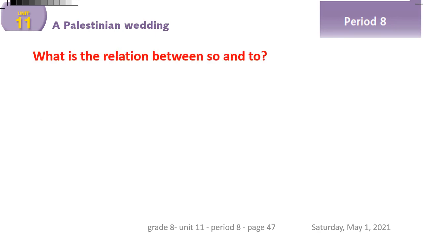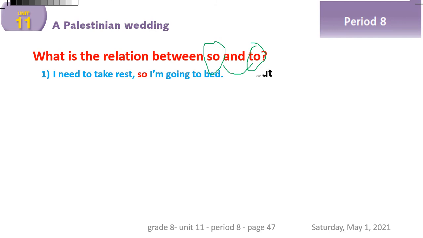Question: what is the relation between so and to؟ شو العلاقة ما بين so and to أو in order to؟ شو العلاقة اللي بينهم؟ واحدة قلنا نتيجة والثانية هدف. Look carefully. I need to take rest, so I'm going to bed. But I'm going to bed in order to take rest.